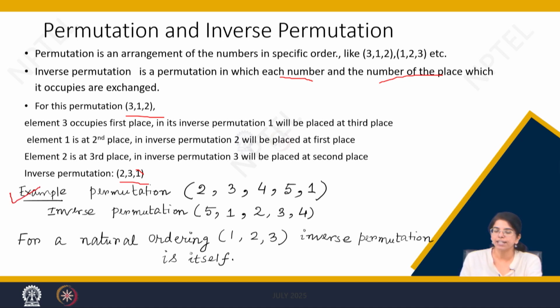Similarly, I will ask you to try on your own. Suppose you are given the permutation 2 3 4 5 1. Is the inverse permutation for this permutation 5 1 2 3 4? Do you believe that? Check yourself. For the natural ordering 1 2 3, the inverse permutation is itself, meaning that if you take the inverse permutation of 1 2 3, that will bring back the same permutation 1 2 3.